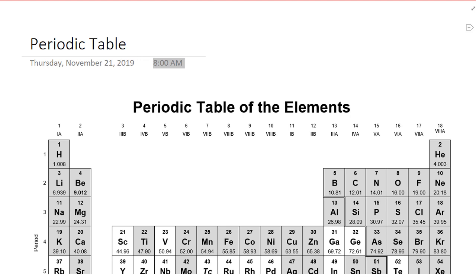So if you need a copy, extra copy of the periodic table, I have some out here. Again, we are going to be writing. Come and grab them now if you need one. We will be writing on them some more today.